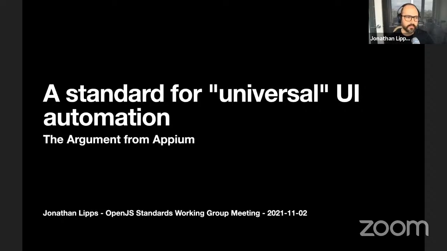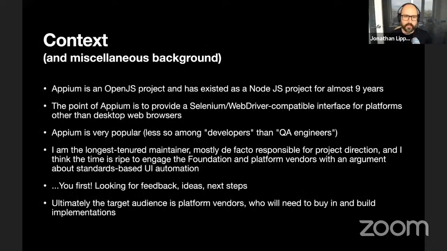This is popularized with tools like Selenium for web, or a variety of what's now known as RPA tools for other platforms. And the context here is that Appium has been working on helping solve this problem for users for a long time. It was an OpenJS project. Before that, it was in the JS Foundation.